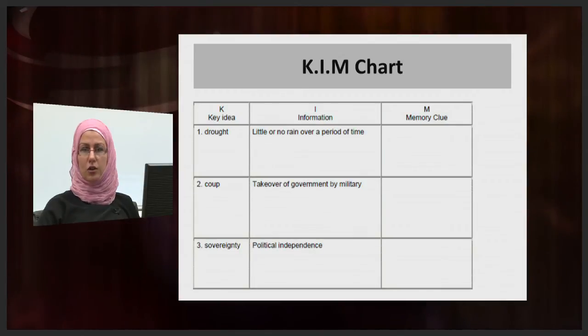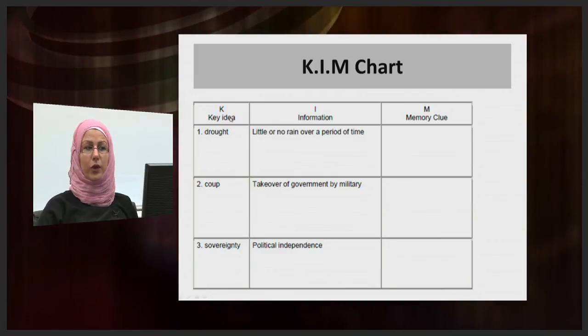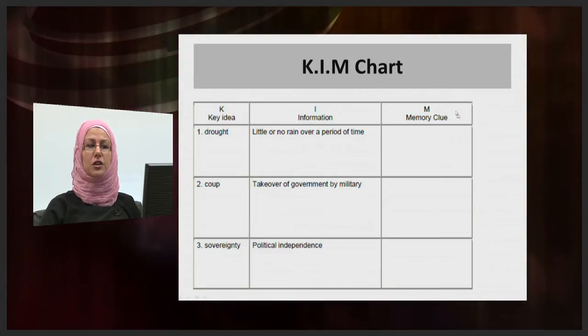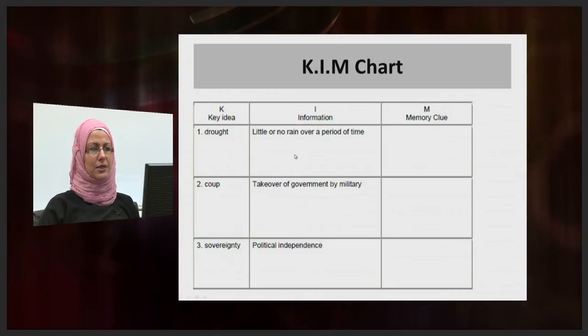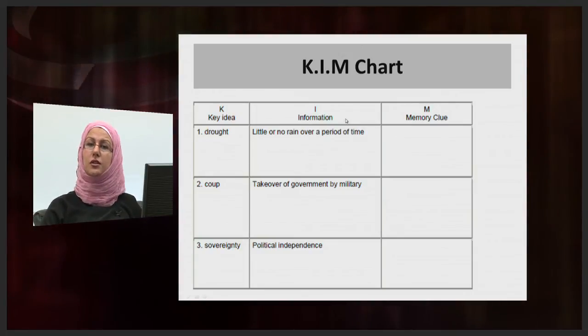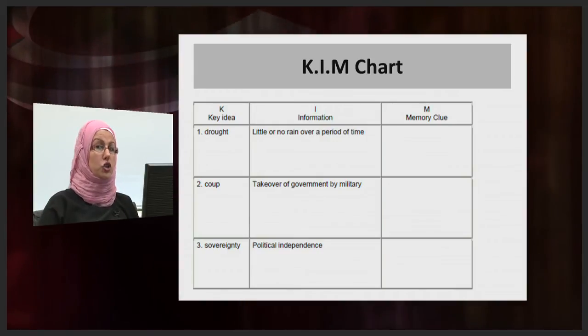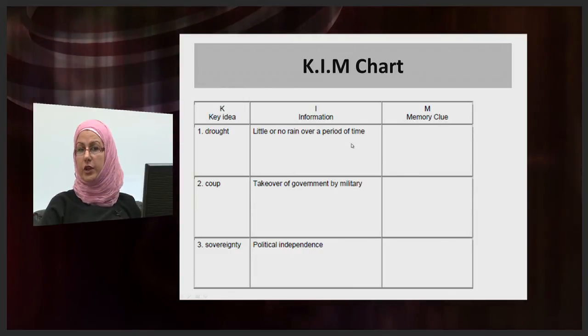One more organizer or visual representation is the KIM chart. K for key idea, I for information, and M for memory clue. And here are a few examples. For the word drought, for example, the information you can deduce from the context or the information you know about this key word is little or no rain over a period of time. Think about a memory clue that will help you remember the meaning of this word. And the memory clue can be anything that helps you remember. It can be different from one person to another.